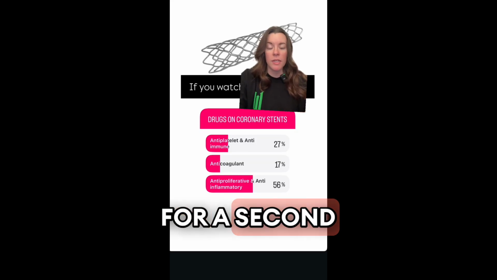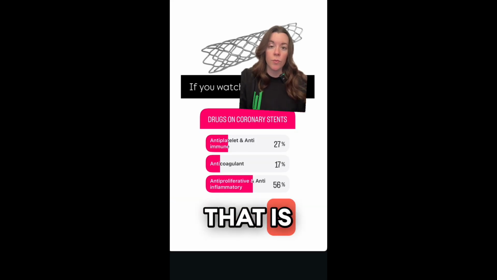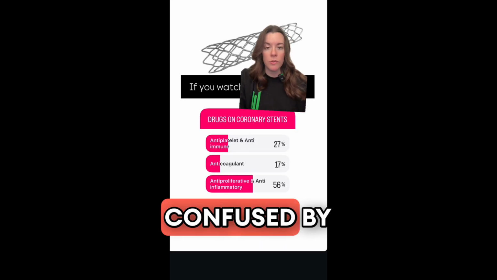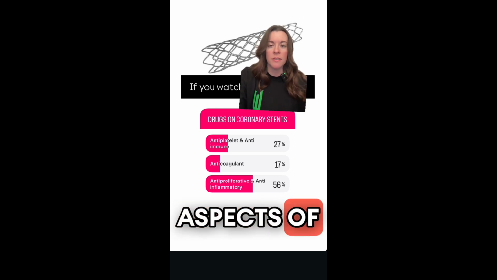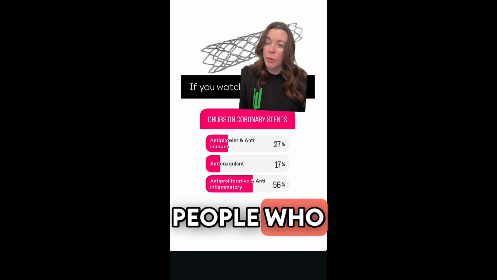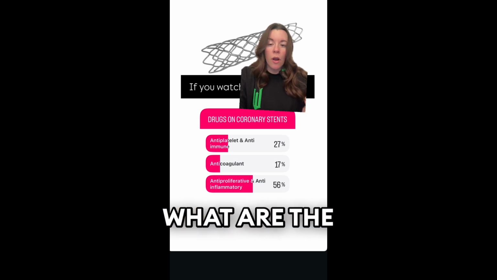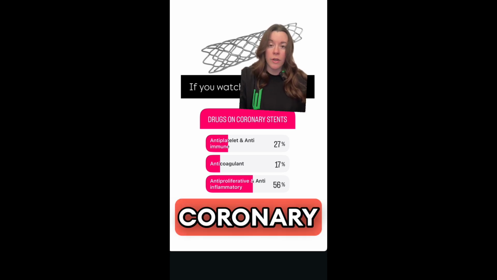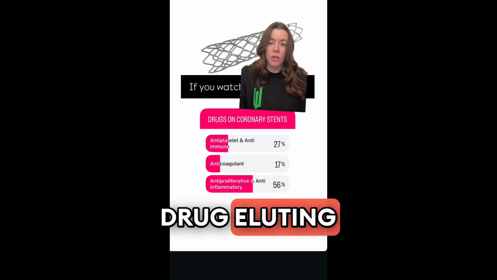Let's talk about this for a second, because this is a concept that is really, really often confused by people in all different aspects of healthcare when you find out that your patient got a stent, even for people who work in the cath lab. So tune in. What are the drugs on the coronary stent, on the newer generation drug-eluting stents?